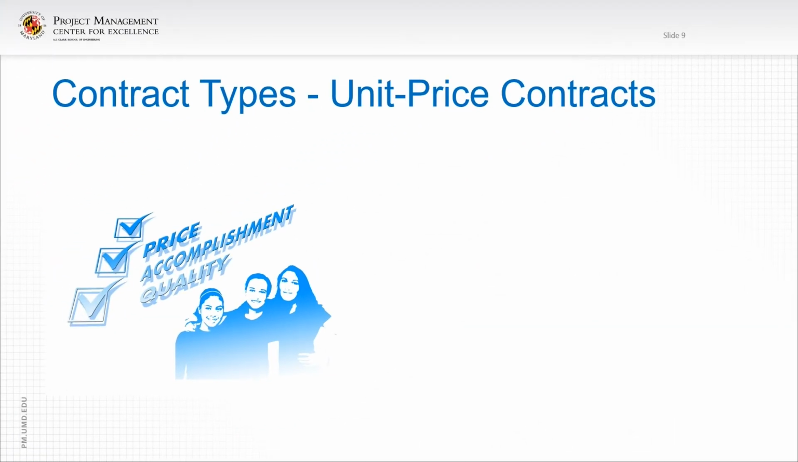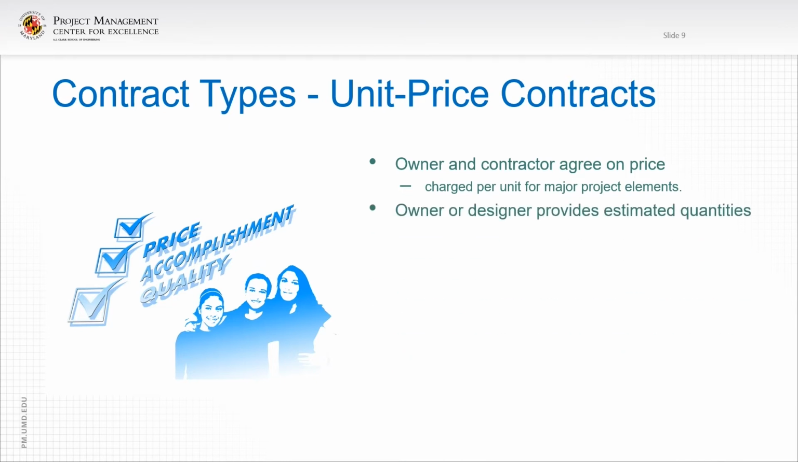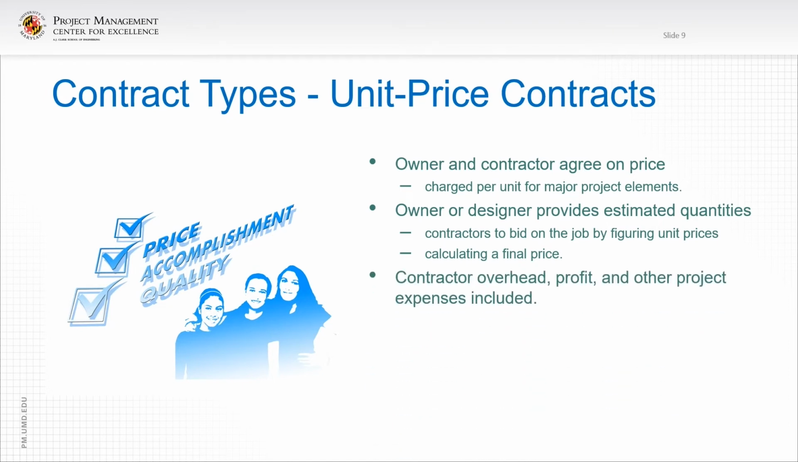One other item worth discussing is unit price contracts. The owner and the contractor agree on a price. The owner is charged for major project elements. The owner or the designer provides estimated quantities, and the contractors bid on the job by figuring unit price amounts and calculating a final price based on the quantity times the unit price. The contractor overhead, profit, and other project expenses are included. The owner compares the final price and selects the low bidder.